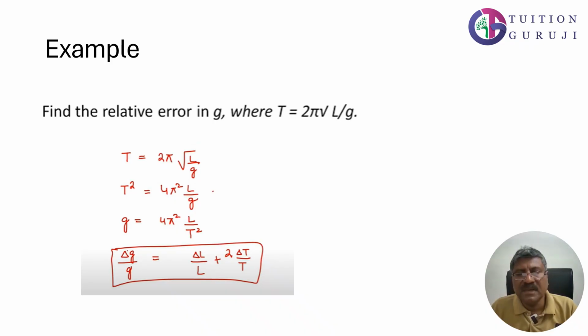Let's take another example. Find the relative error in G, where T is equal to 2 pi root L by G. So T square is equal to 4 pi square into L by G, which gives G is equal to 4 pi square into L by T square. Therefore, the relative error delta G by G is equal to delta L by L plus 2 into delta T by T. 4 pi square being a constant, it is ignored.